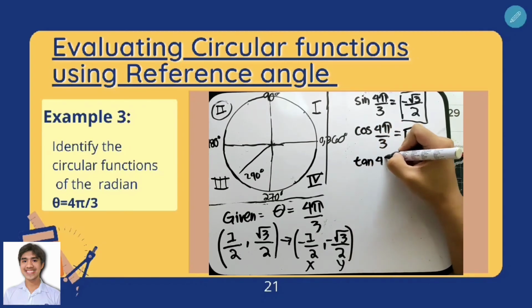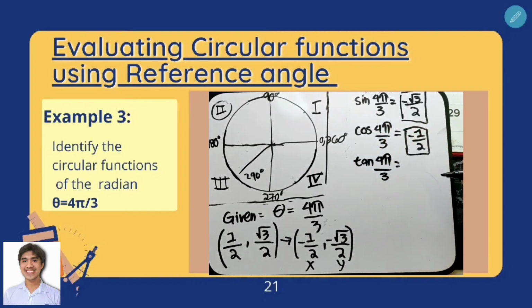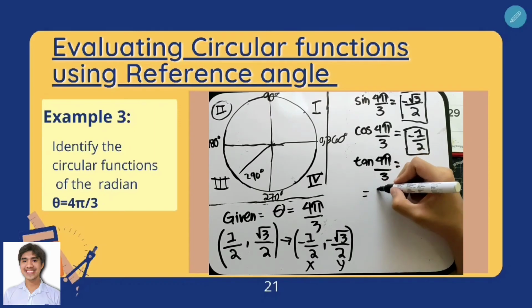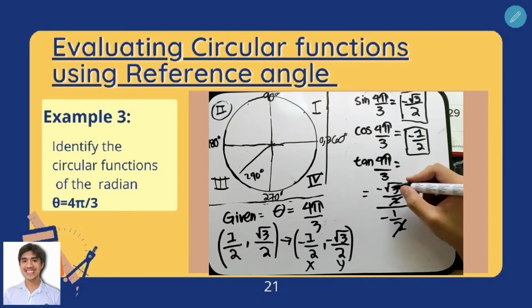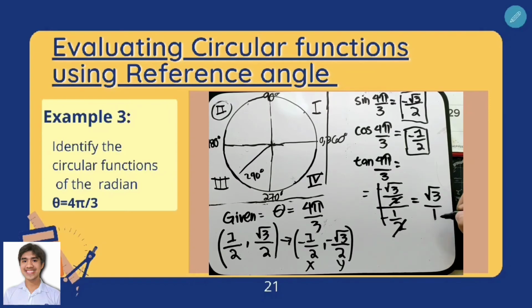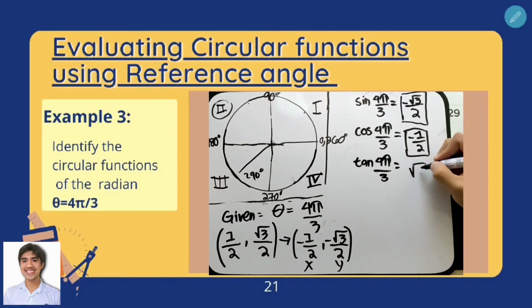Next, let's find our tangent of 4 pi over 3. That is y over x. So we will have negative square root of 3 over 2 divided by negative 1/2. Let me share to you this technique. In dividing these two coordinates, we can simply cancel the denominators. Let's cancel 2. And let's also cancel the negative signs. What's left is square root of 3 in the numerator and 1 in the denominator. So our tangent will be square root of 3.